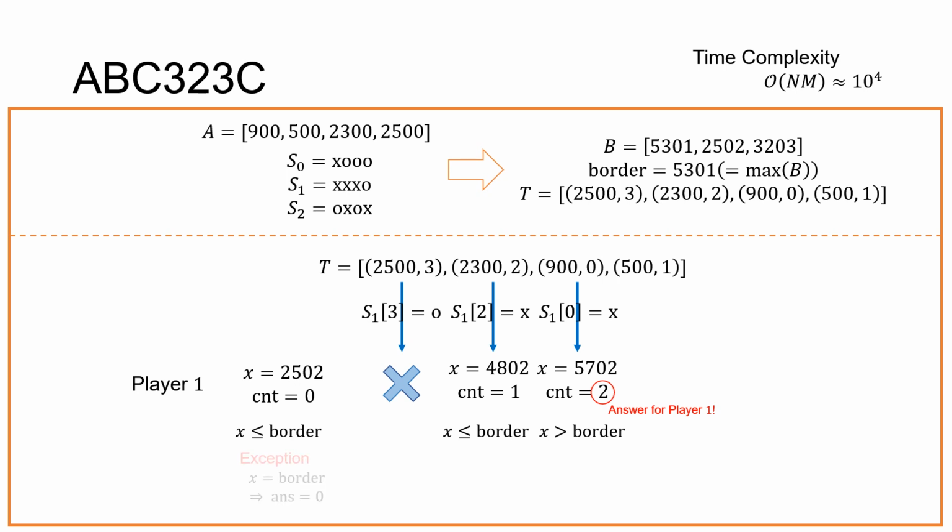However, be careful here. If x equals the border from the beginning, this means that the player is already in the first place, because the base scores are all different because of bonus scores. So in this case, the answer for the player is 0. This ends the explanation of problem C.